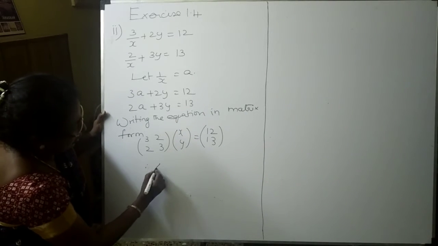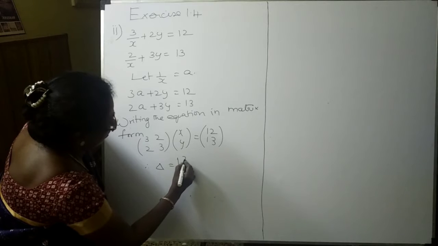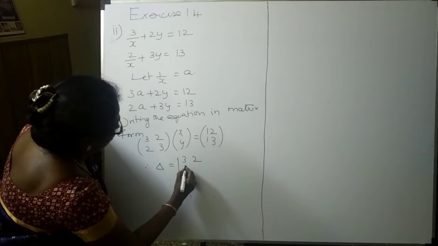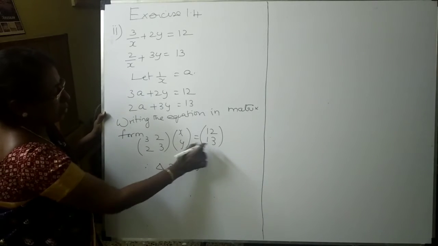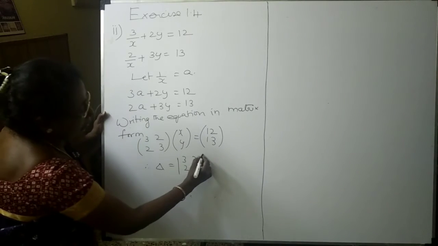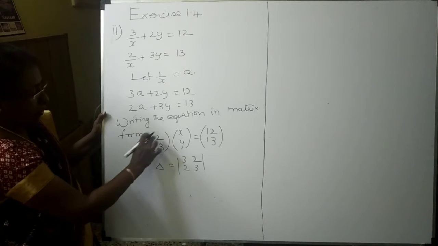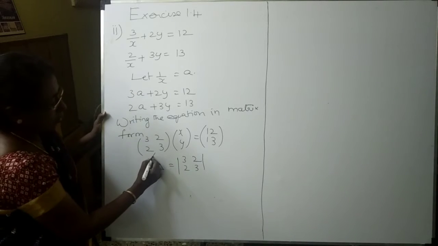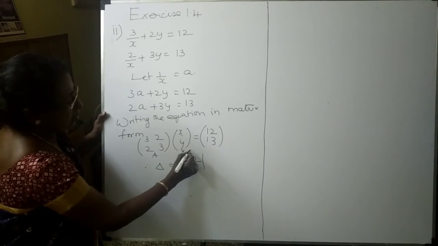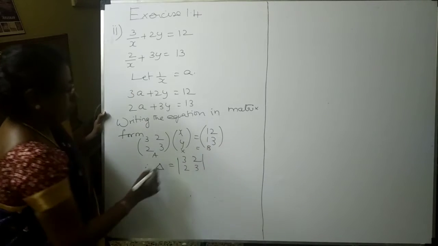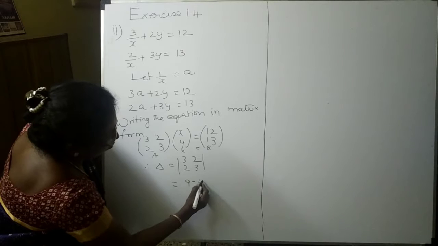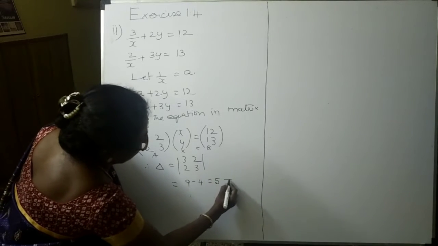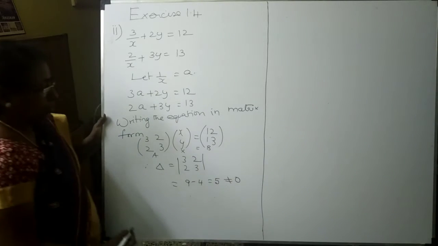Therefore, delta is equal to the determinant of 3, 2, 2, 3. This is of the form Ax is equal to B, so delta value is equal to the determinant of A. This is your A, this is your X, and this is your B. So this is equal to 9 minus 4 equal to 5, not equal to 0.